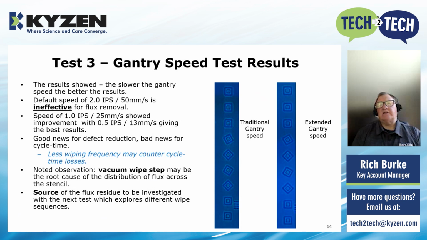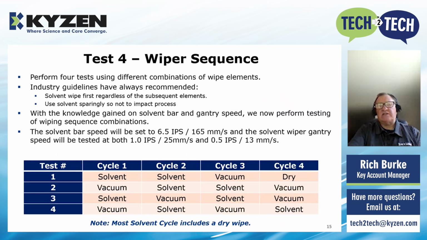And like I said, that's what we believe we were seeing, and we need to better understand that. So the next phase of the testing is to look at the different wipe cycles and combinations of those cycles to determine what is ideal. Here we're looking at wipe sequences, right? We're going to run 4 different combinations. Before I jump into those, I'll note that the industry guidelines going into this testing would be to start with a solvent wipe, regardless of what's after that. So solvent wipe in the beginning and not towards the end. That's what the conventional wisdom has been.